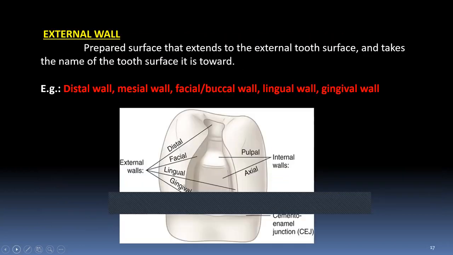An external wall is the prepared surface that extends to the external tooth surfaces and takes the name of the surface to which it is made or it is toward. There is a distal wall, mesial wall, facial or buccal wall, lingual wall and gingival wall. These can all be depicted in the diagram.